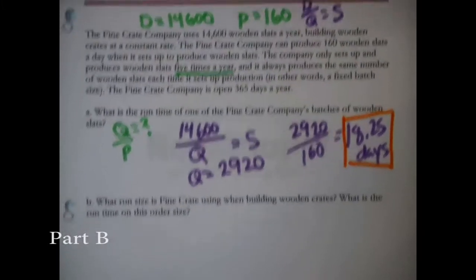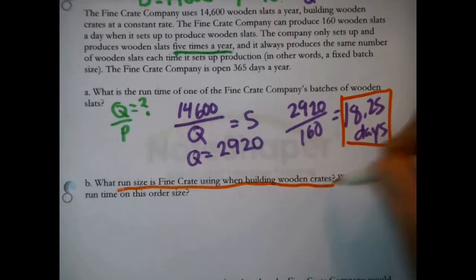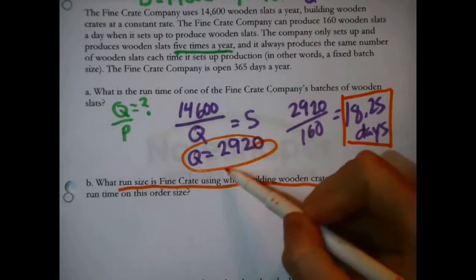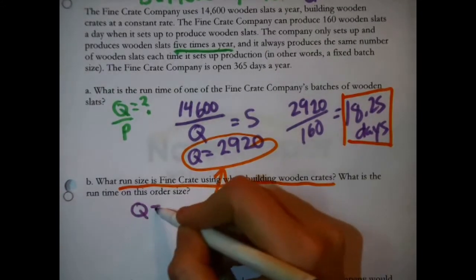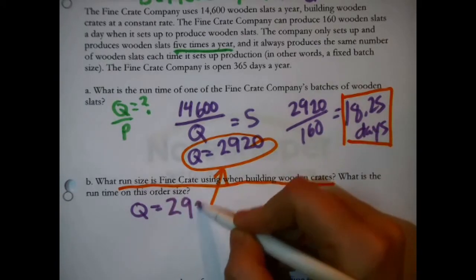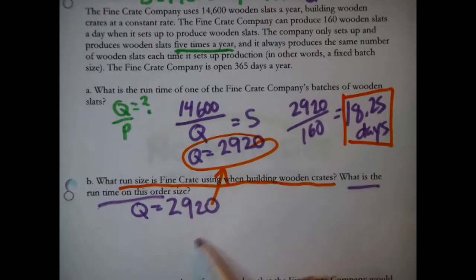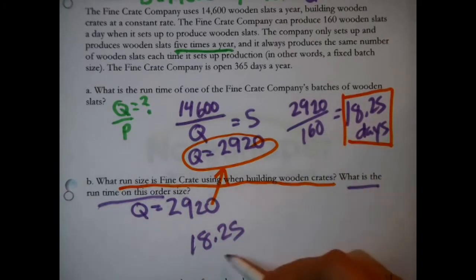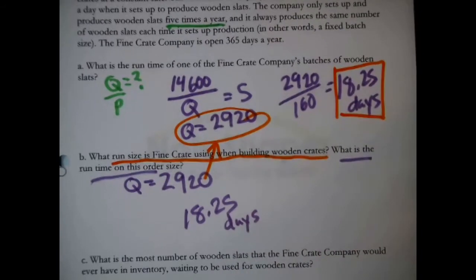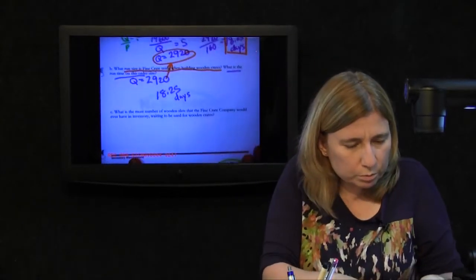Now, what is the run size? What run size are they using when they build wooden crates? Oh, goody! I get to use my work from last time. That's actually that right there. So that's going to take no time at all. I had to find that in order to answer that question. And then, oh, it gets even better. We actually ask the same question again. So no computations there. What is the runtime on this order size? You can divide it by 160 again if you want to, but it's going to come out to 18.25 days again. Okay, there, that's answered. Maybe this last one will be quick.